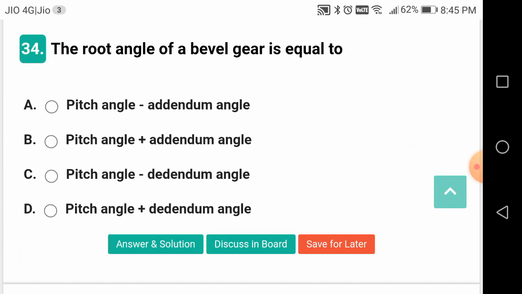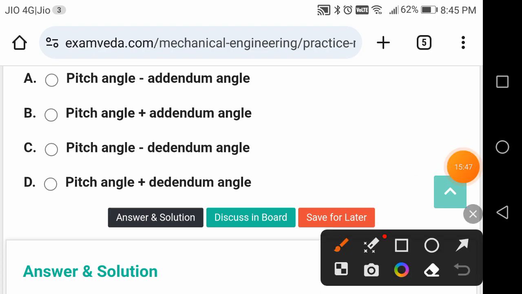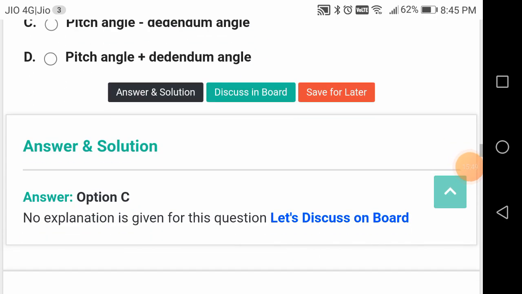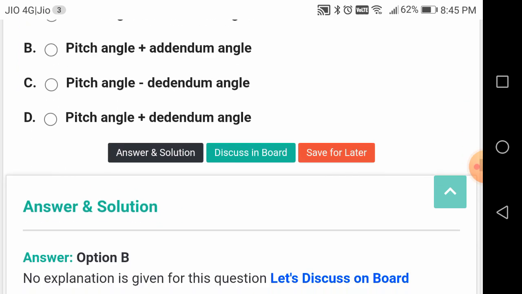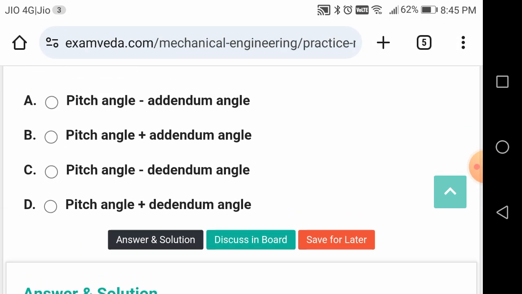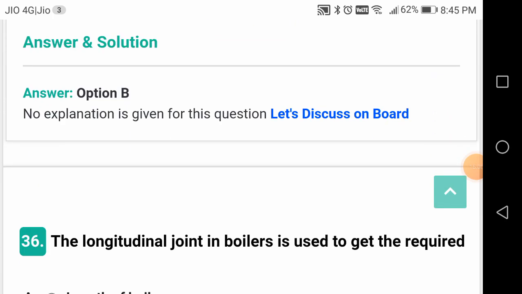The root angle of a bevel gear is equal to what? This is a good question, friends. Root angle is equal to pitch angle minus dedendum angle. The face angle of a bevel gear is equal to pitch angle plus addendum angle.